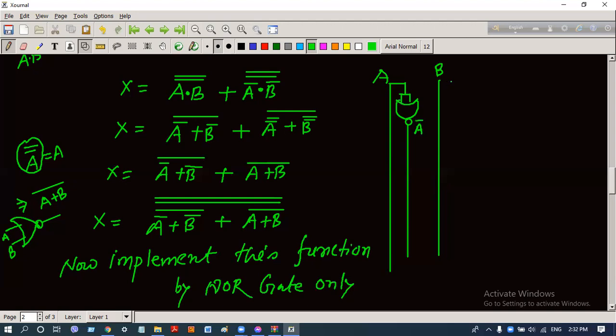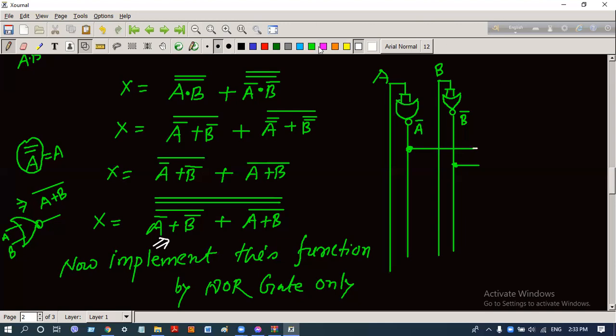Similarly, for the B complement sign, we have to use the NOR gate. The output of the NOR gate is also the B complement sign. This is the B complement output. Now A complement plus B complement whole complement. So A complement plus B complement, this A complement plus B complement whole complement.